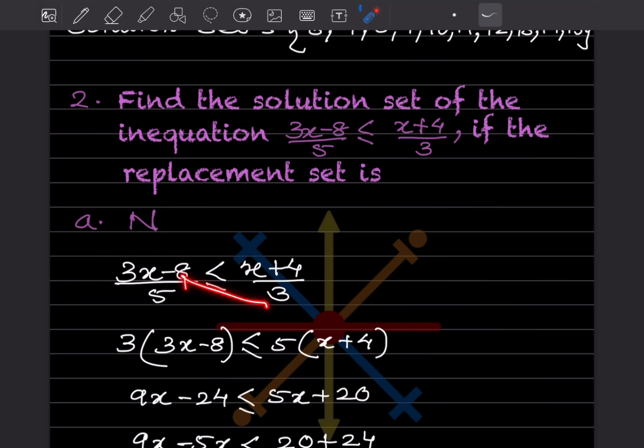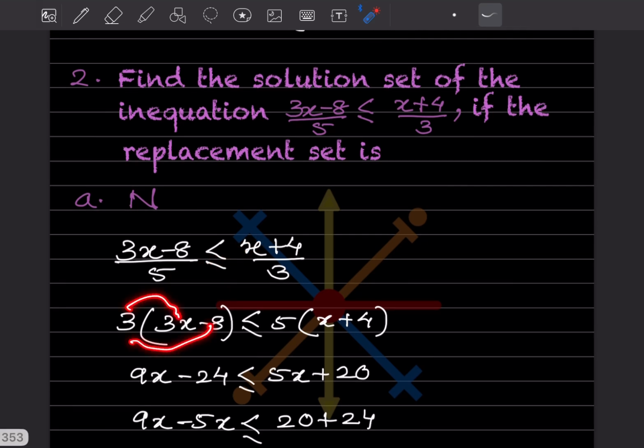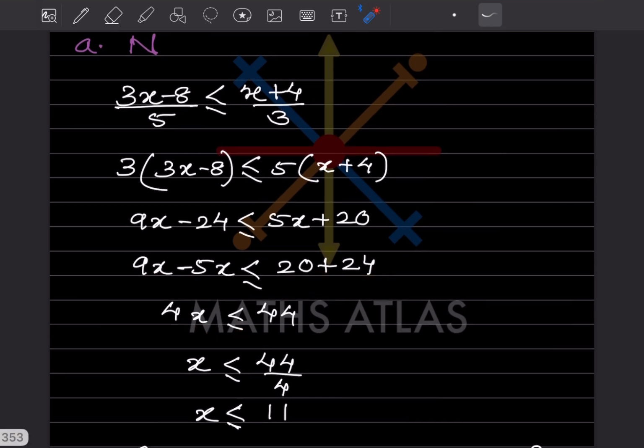So that will be 3 into this part. This is the inequality, and then this will be 5 into x plus 4. So this will be 9x minus 24, same 5x plus 20. Now you bring this x on the other side, that is going to be minus 5x, 20 as it is, minus 24 is going to be plus 24. So this will be 4x is less than or equal to 44. So x is less than or equal to 44 divided by 4, which is going to be 11.